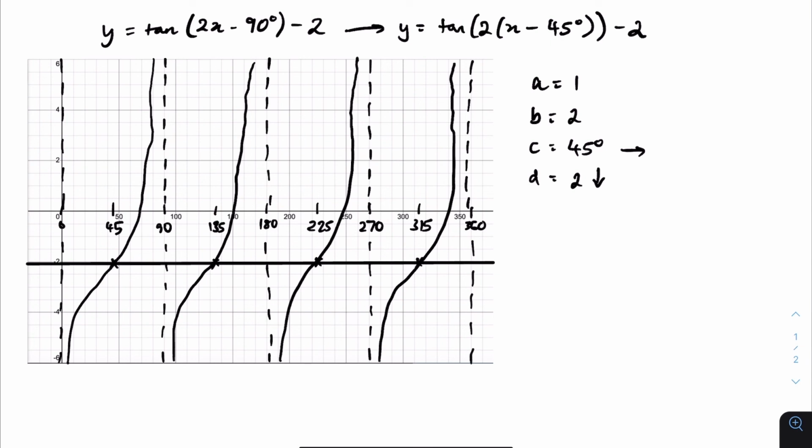So that's going to be it for this video. I hope everything made sense. If you don't understand something, please let me know in the comments. But that should be enough to understand how to transform different trigonometric functions with relative ease.